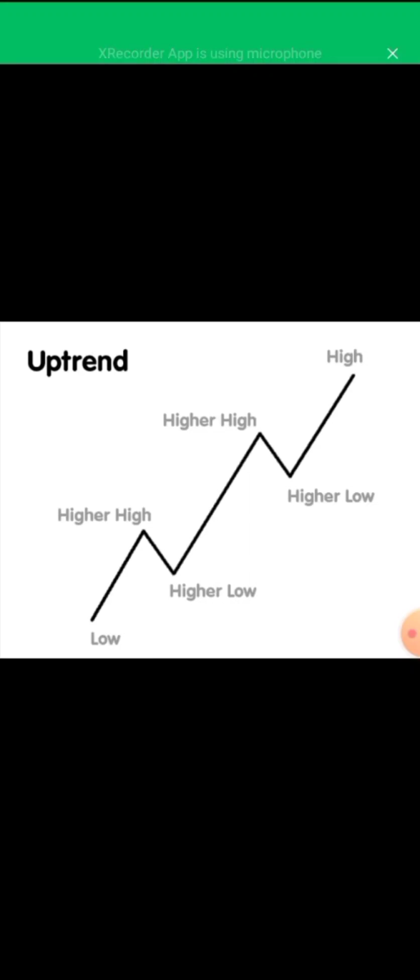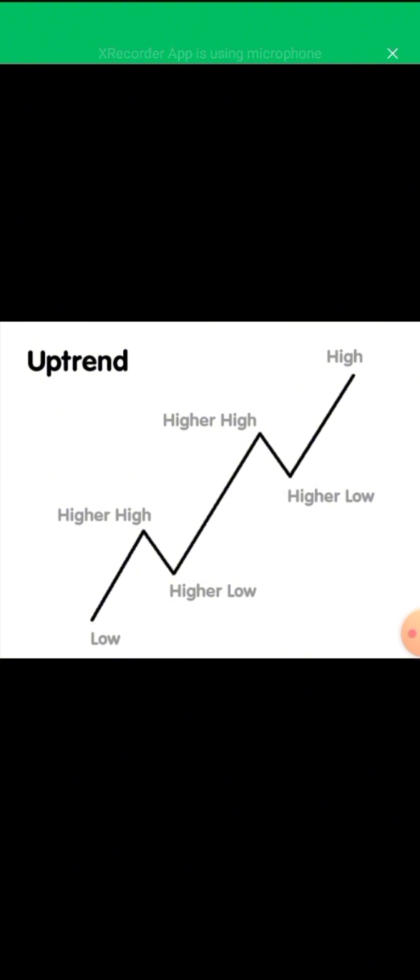So our topic of today is how to identify trends in our charts. How to know this is going on an uptrend or this is going on, let me say, downtrend or sideways. That's what we call sideways. It's not going up, it's not going down. That's what I'm trying to say.